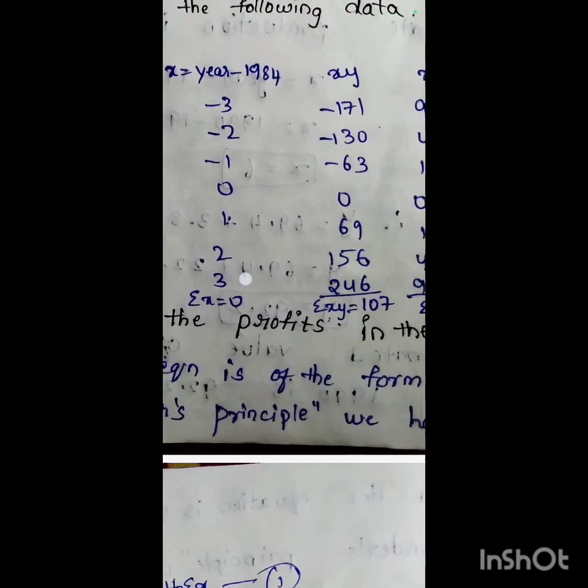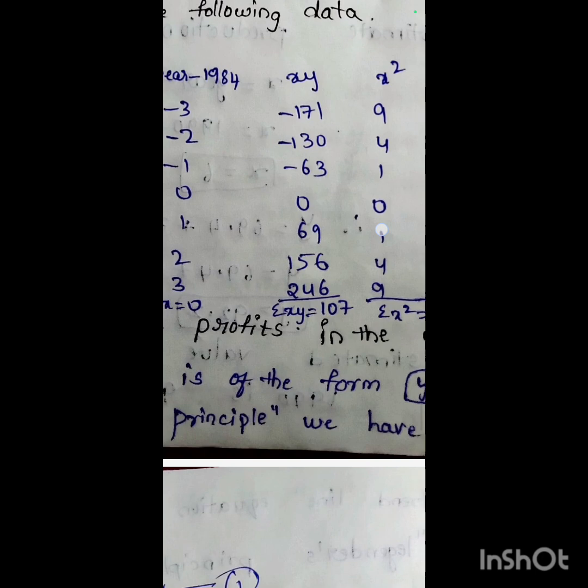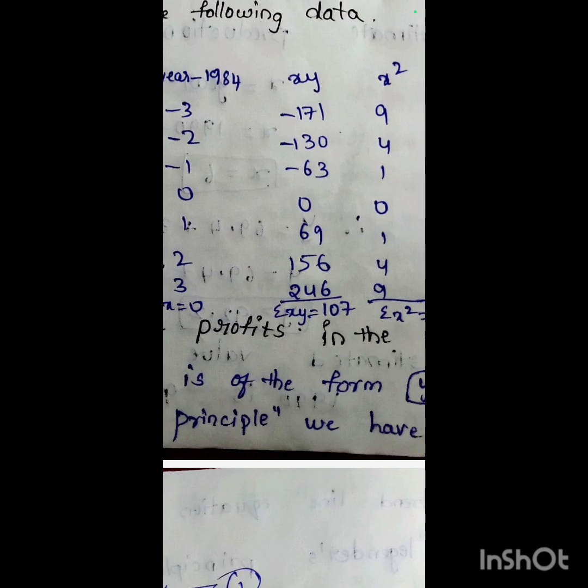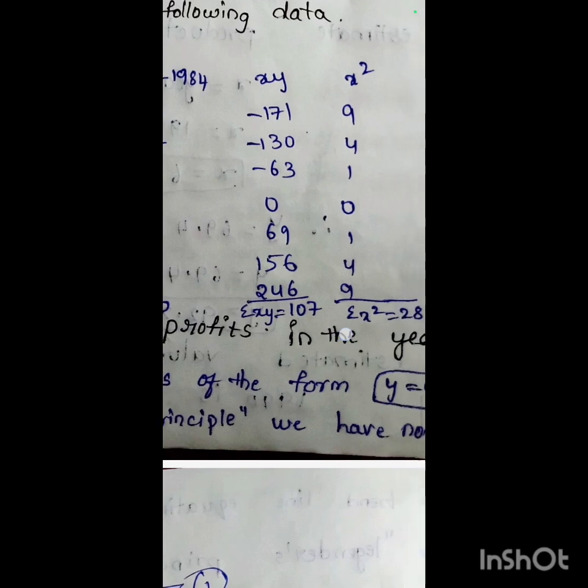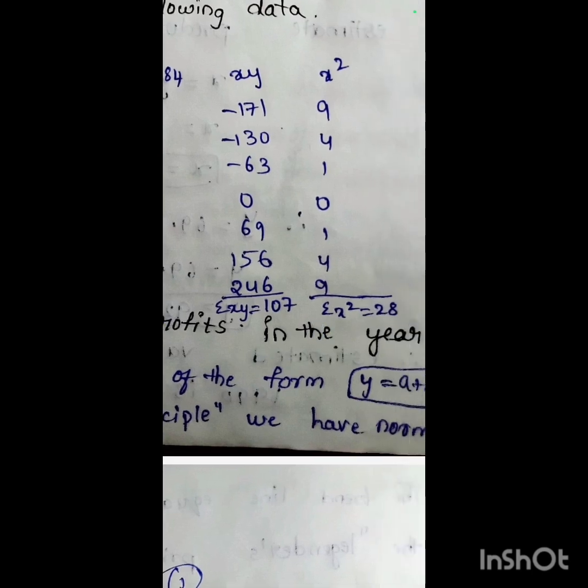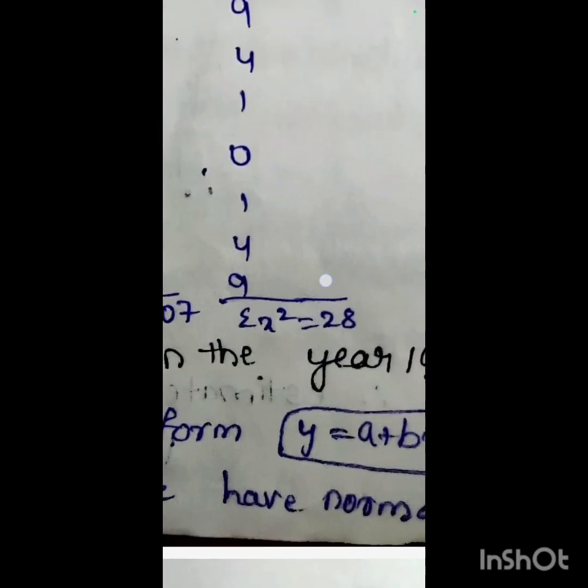Next, sigma x will become 0 here also. X square you have to substitute: 3 square is 9, 2 square is 4, 1 square is 1, 0 square is 0, 1, 4, 9 again. So sigma x square you got the value as 28.